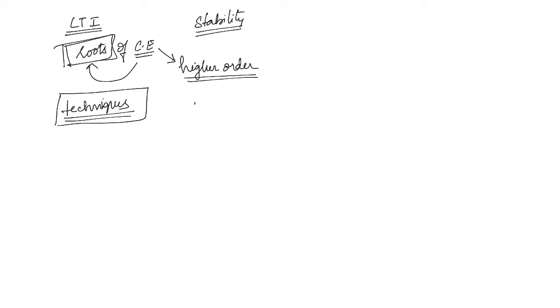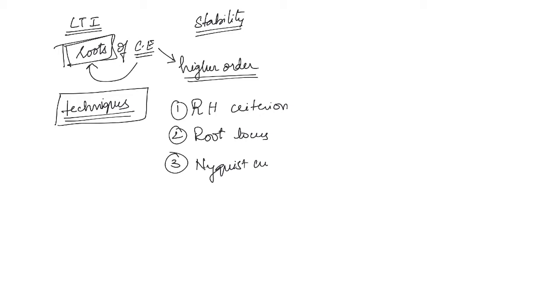One is the Routh-Hurwitz criterion. Next we have root locus. And we also have some frequency domain methods to find out the stability of a system. This is the Nyquist criterion. In this chapter we will be discussing the Routh-Hurwitz criteria, and these two we will be studying in separate chapters.